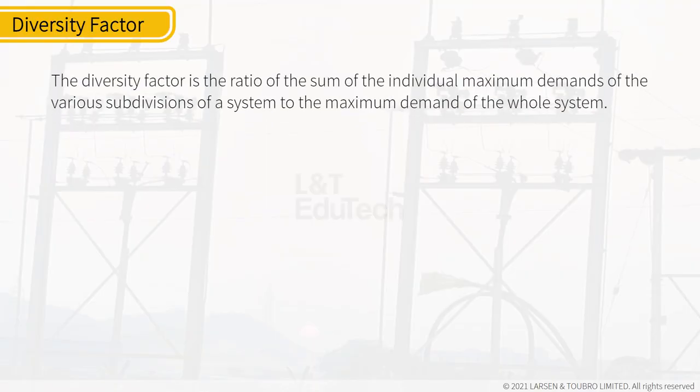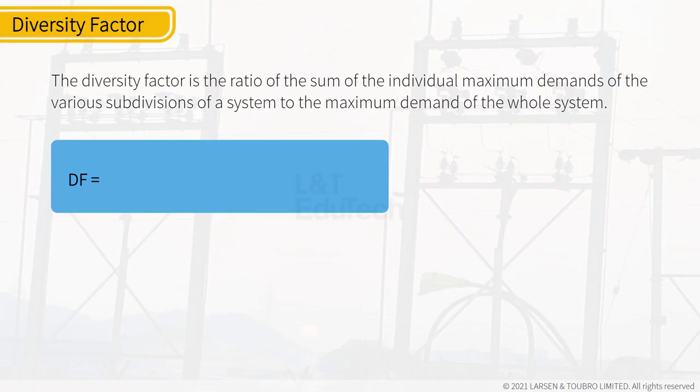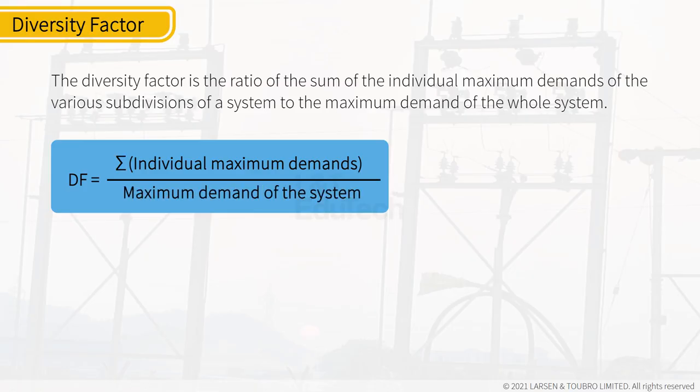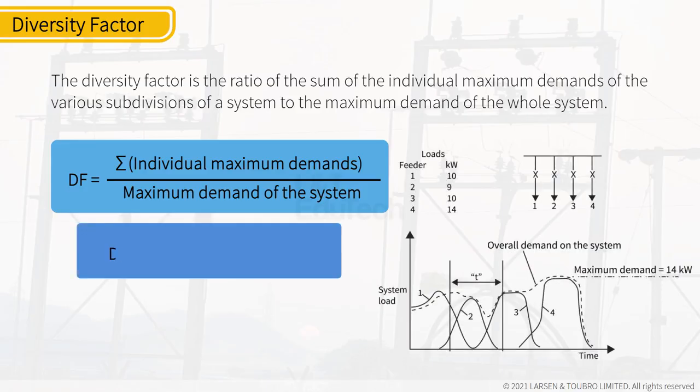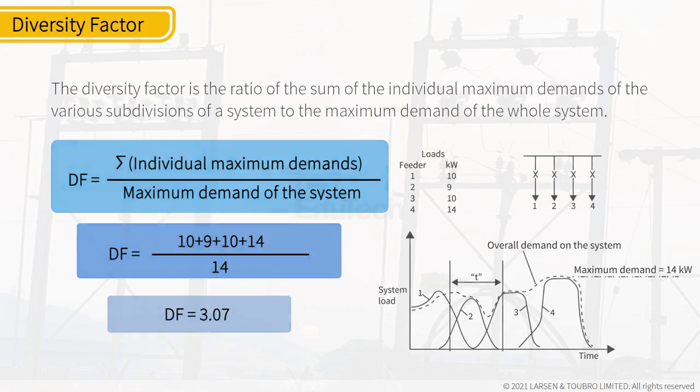Let's learn more about the diversity factor. The diversity factor is the ratio of the sum of the individual maximum demands of the various subdivisions of a system to the maximum demand of the whole system. Diversity factor DF is equal to the summation of individual maximum demands divided by the maximum demand of the system. By substituting values from the figure and simplifying, we get DF as 3.07.